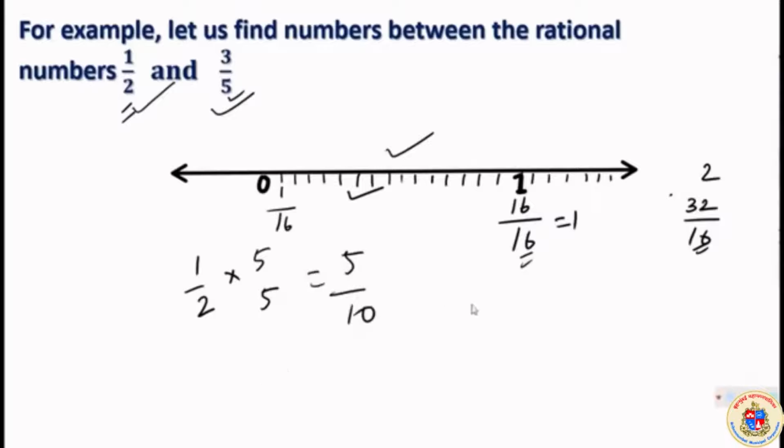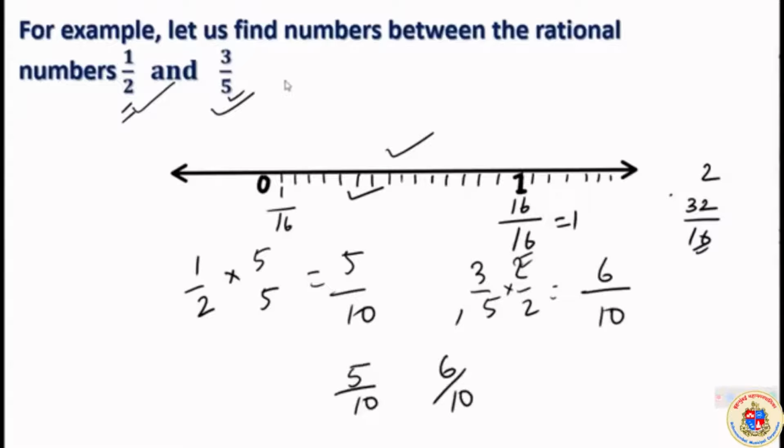The other one is 3 upon 5, we will multiply with 2 upon 2 and we'll write 6 upon 10. So if you are asking what are the numbers between 5 upon 10 and 6 upon 10, that became the question here. So it became, what are the numbers in between? Find the numbers between 5 upon 10 and 6 upon 10. ये भी possible नहीं है.